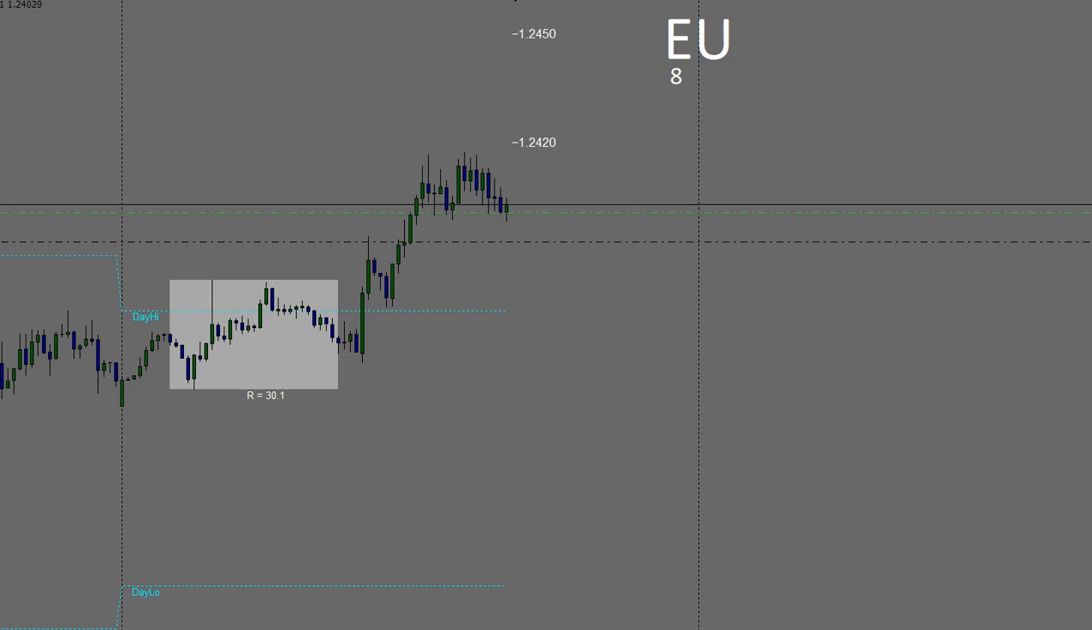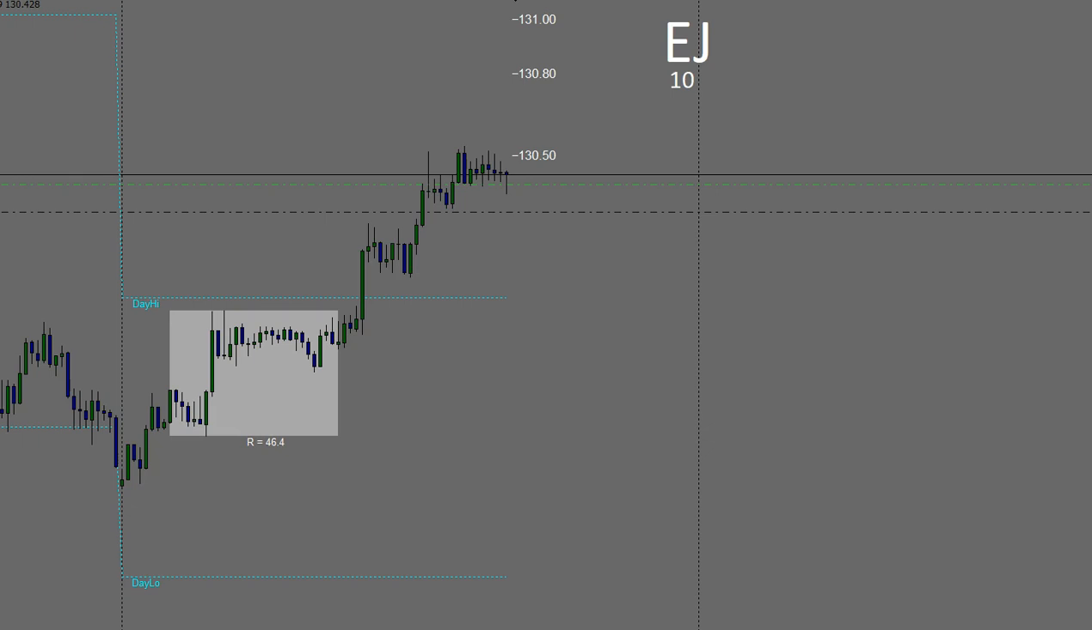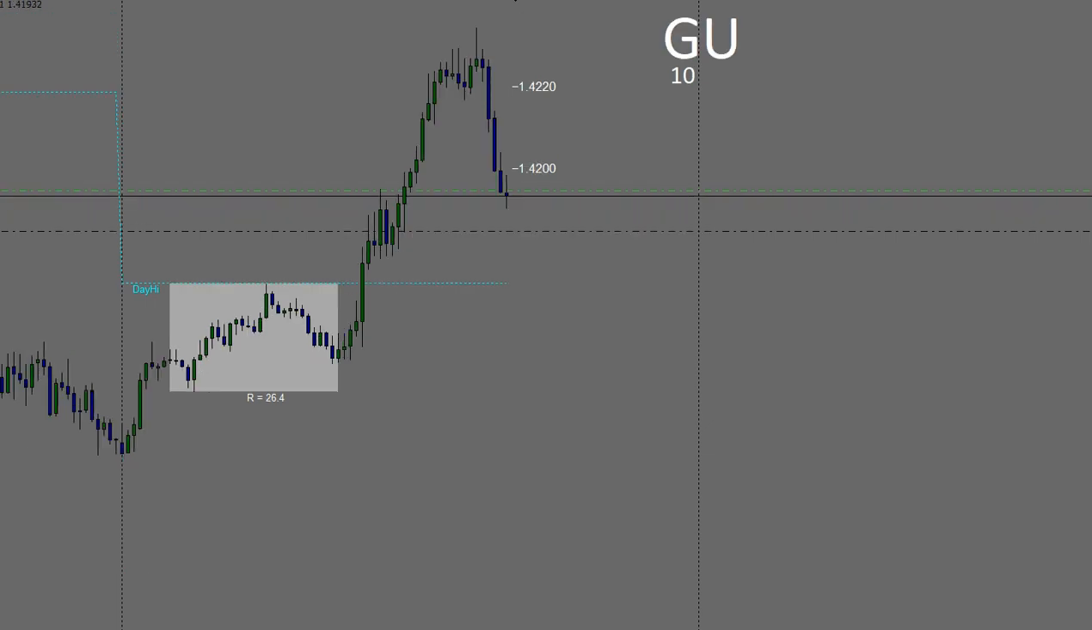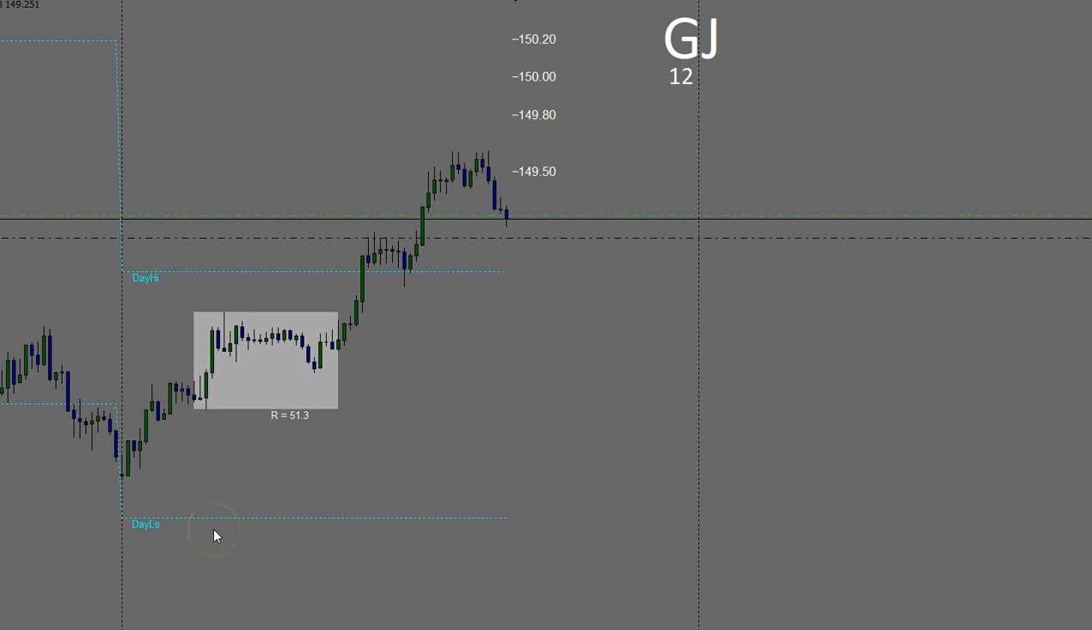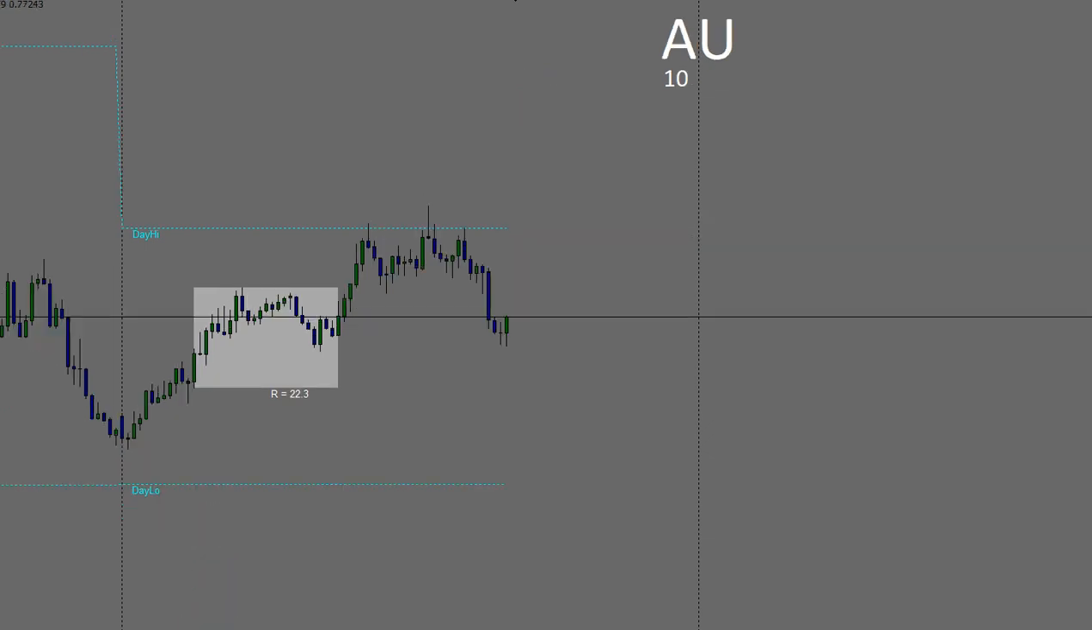I'll quickly run through these. Euro US dollar, I've taken that just a little way down there. It's just starting to move into profit. Euro Japanese yen, same there. I've taken that long, looking for further upside movement. Pound US dollar, I've taken this one long too. And the pound Japanese yen, I'm in this long.